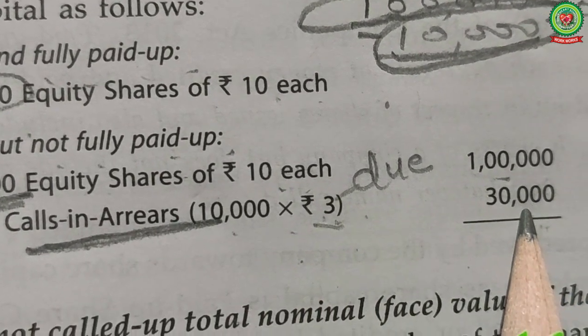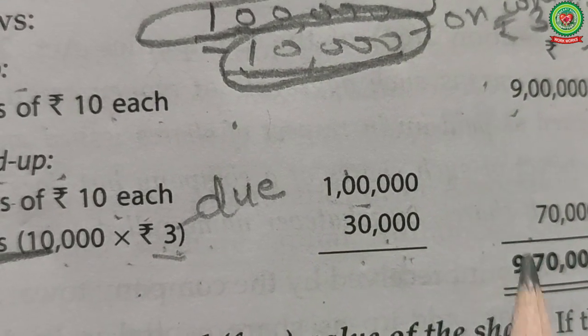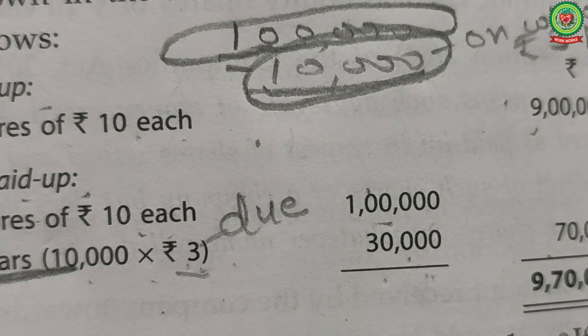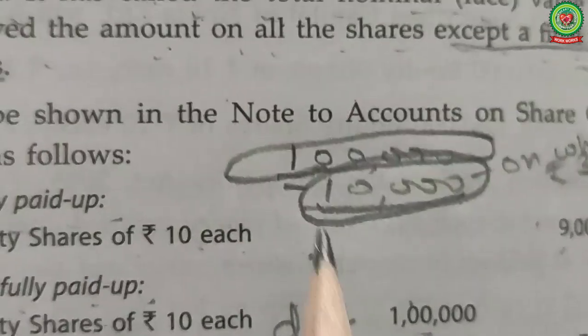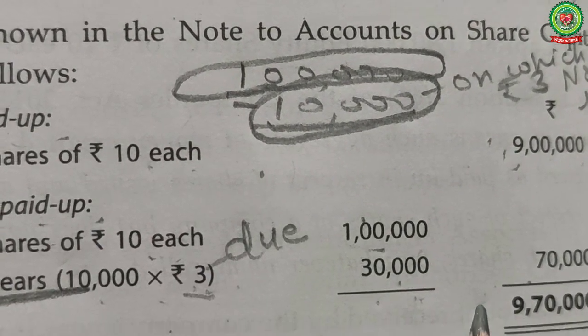10,000 multiply 3 is equal to 30,000. 1 lakh minus 30,000, 70,000. Total amount is 9 lakh 70,000. Clear? So firstly fully paid, second not fully paid.